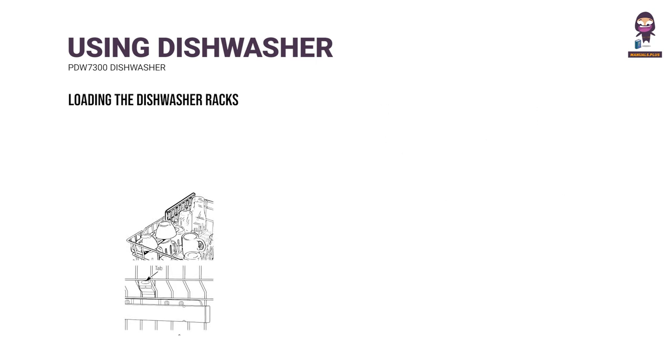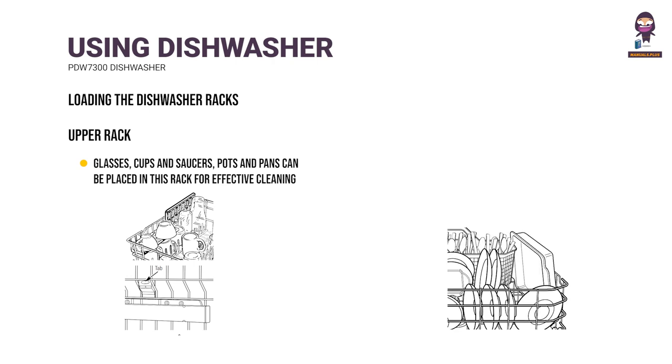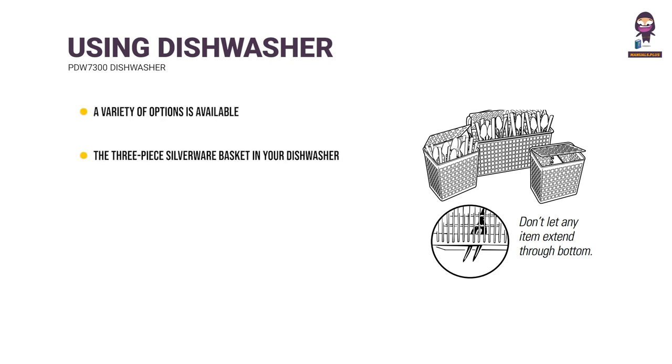Loading the dishwasher racks. Upper rack. Although the upper rack is for glasses, cups and saucers, pots and pans can be placed in this rack for effective cleaning. Lower rack. The lower rack is best used for plates, saucers and cookware. Large items such as broiler pans and baking grates should go along the left-hand side. Silverware basket. A variety of options is available regarding the three-piece silverware basket in your dishwasher. The complete basket is designed to fit on the right side of the lower rack.